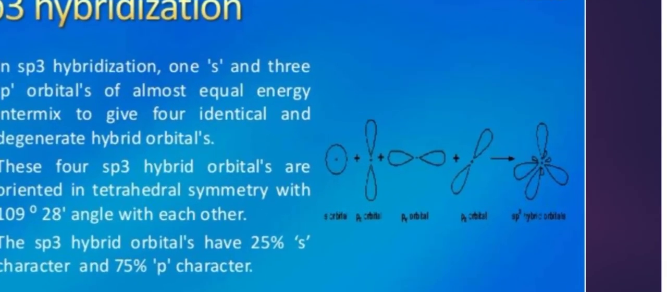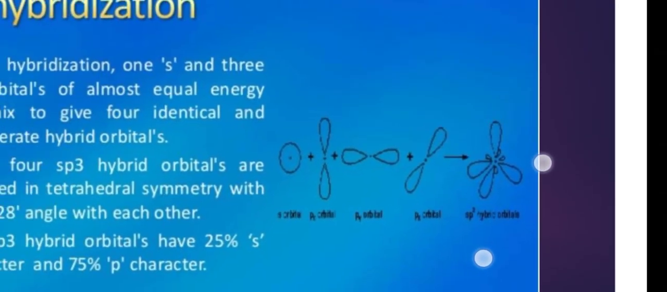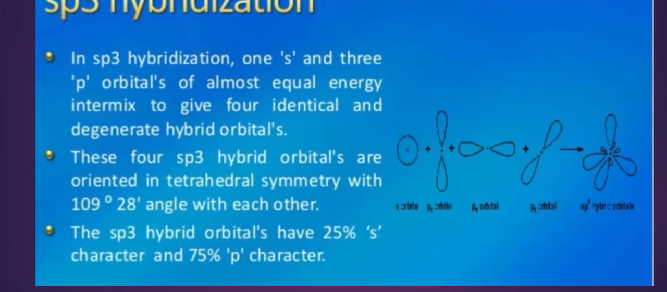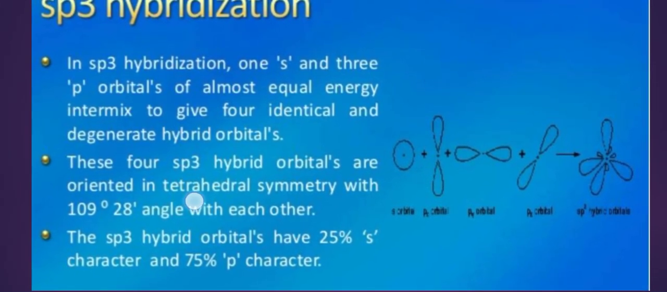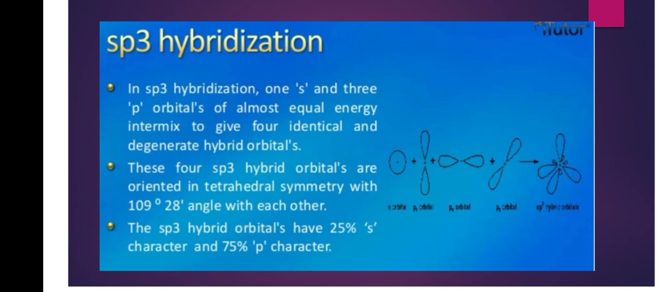Here we can see the diagram: s orbital, px orbital, py and pz. The sp3 diagram, which are oriented in a tetrahedral symmetry. The shape of these sp3 hybrid orbitals is tetrahedral symmetry with an angle of 109 degrees 28 minutes.